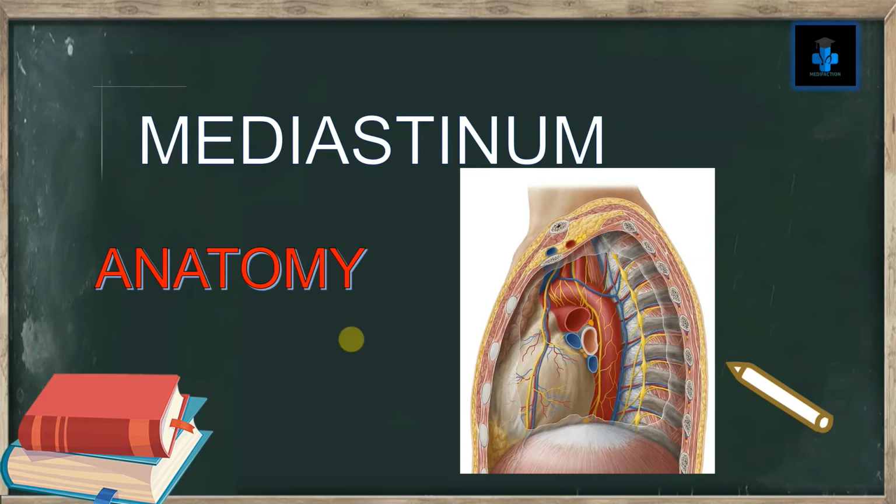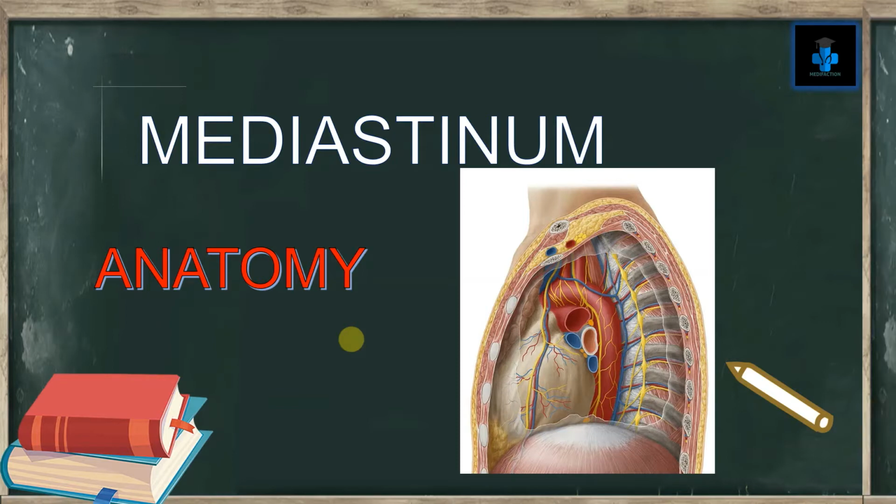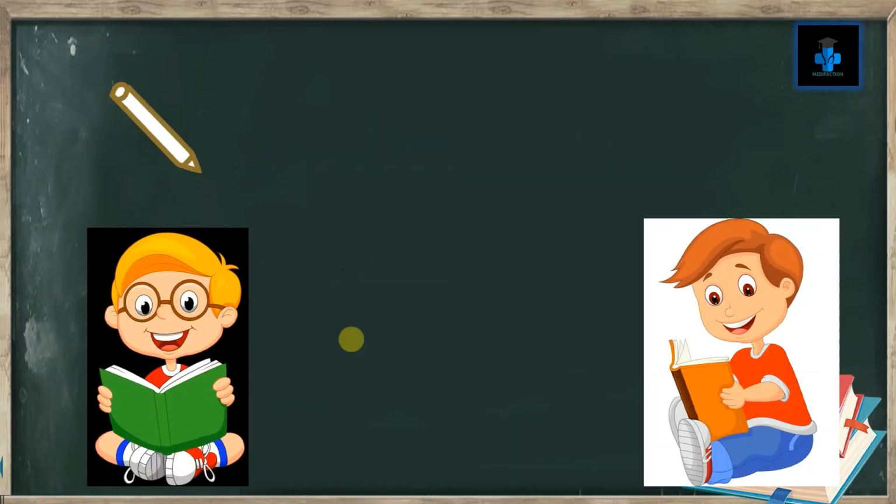So today we're going to learn about the anatomy of the mediastinum. So what is a mediastinum? It is nothing but a membranous partition between two organs. The organ we choose today is the lungs. So let's learn more about the mediastinum in between the lungs.